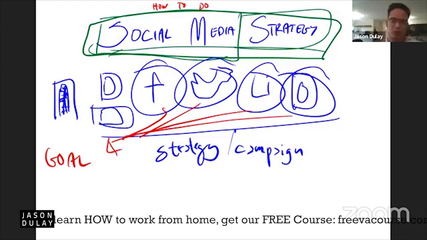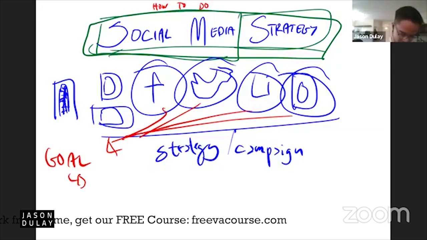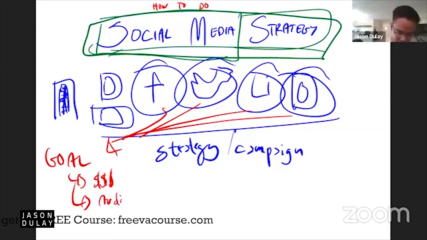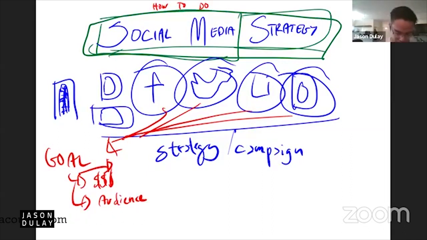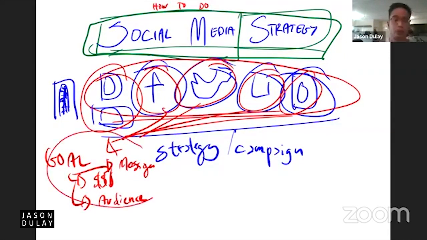And usually, what are the different goals that companies have? They have goals to make money, to make sales, to reach an audience, and maybe they have a message they want to share with the world. So a social media strategist looks at Facebook, Twitter, LinkedIn, Instagram, their website, Pinterest, and these different platforms, and thinks, how can we best use all of these in order to reach company goals? That's the whole big picture of what a social media strategist does.